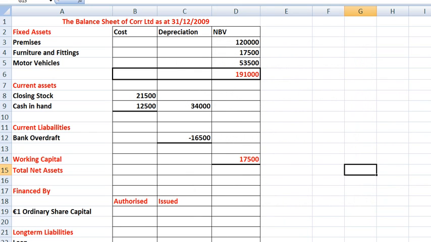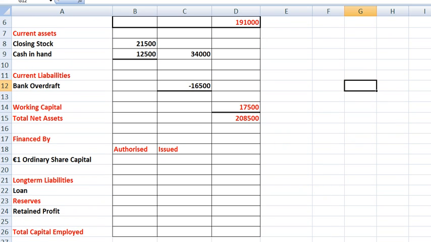The working capital is then added to the total fixed assets figure to give you the total net assets of the firm, which in this question is 208,500. And that is the first part of the balance sheet done. What it owns versus what it owes in the short term. The second part of the balance sheet looks at the finance by. How was this company financed?